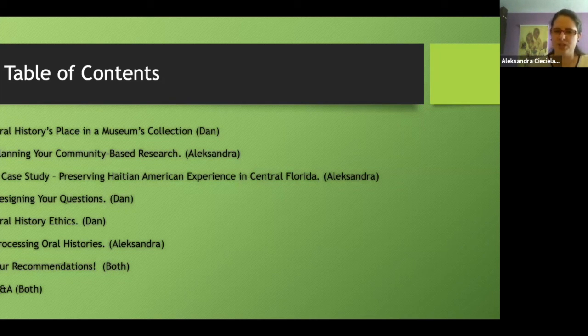Planning your community-based research if you want to work on any specific oral history collection. A case study of the collection that we started working on. We're going to talk a little bit about designing your questions, the ethics of the oral history process, then processing oral history, so what to do after you have all the recordings. And we prepared some book recommendations that I think are really valuable if you want to see what you can do with oral histories afterwards, how you can use the content to create different publications. And then we have a Q&A section in the end for your questions.